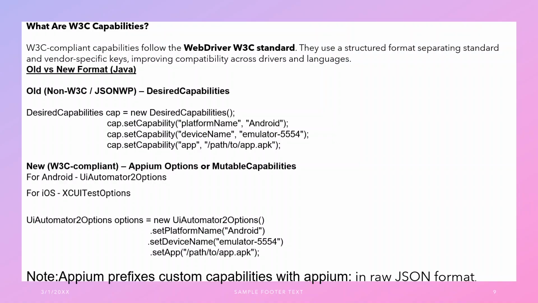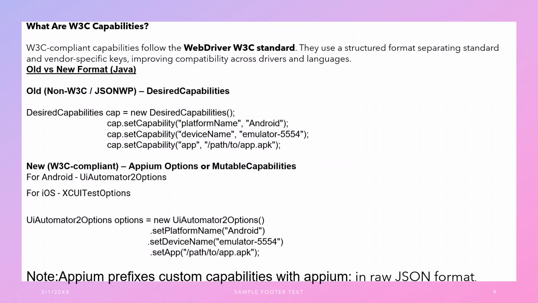If we compare the old and new format, in the old format, we are using the desired capability, which is a non-W3C compliant capability, especially if you are working with Appium 1.x. There we used to configure the capability by using the desired capability class. But when Appium migrated from Appium 1.x to Appium 2.x, they implemented the W3C standards. To comply with W3C standards, we need to declare our capabilities with the W3C compliant capabilities.